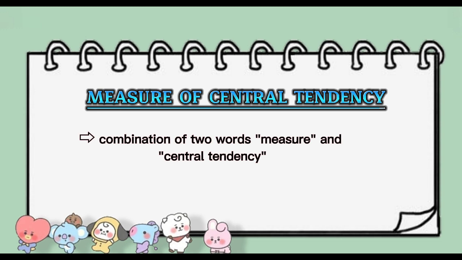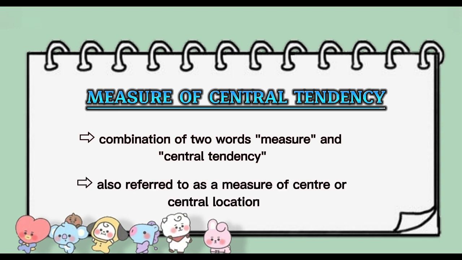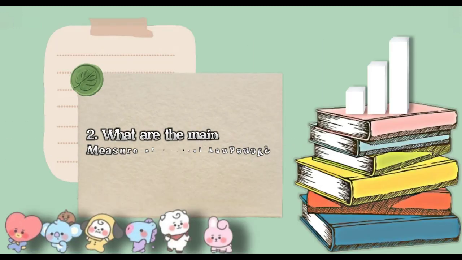A measure of central tendency is a combination of two words, measure and central tendency. Measure means method, and central tendency means the average value of any statistical series. It is also referred to as a measure of center or central location. It is a summary measure that attempts to describe the whole set of data with a single value that represents the middle or the center of its distribution.